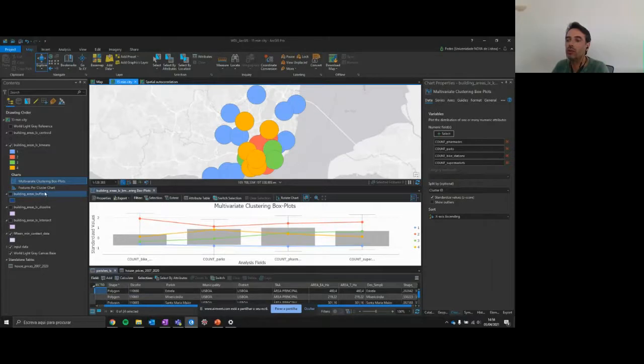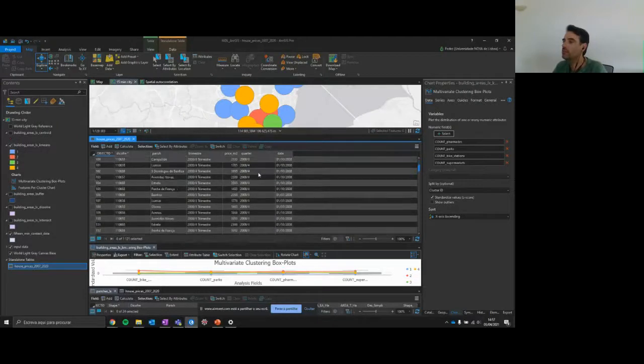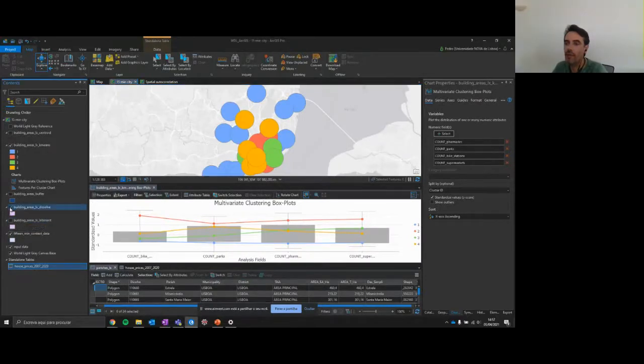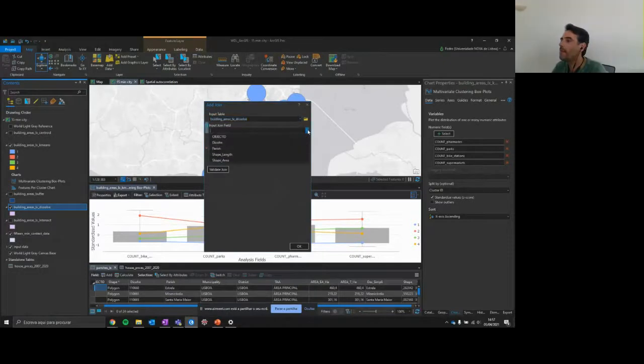Now, I want to add this. Now I have here my housing prices, and for each quarter, I have the price of the houses. And I want to see for each one of these clusters, what is the price of the houses in these clusters, okay? I have my buildings areas here, and I will join based on the DCOF, that is the code of the houses. I will validate the join to see if everything is okay.